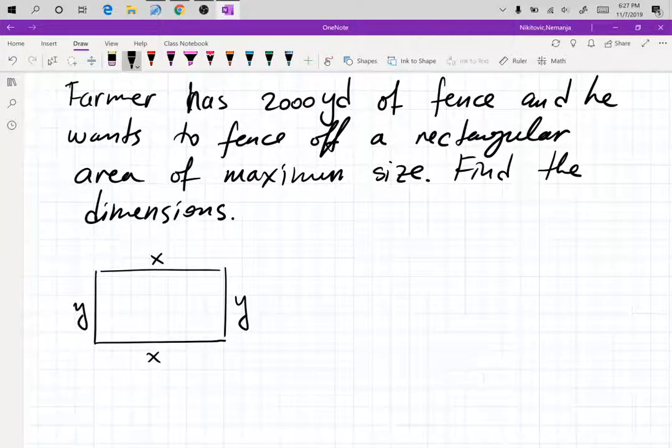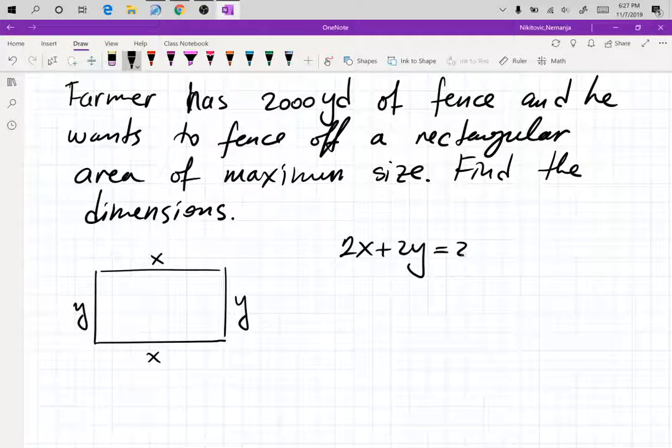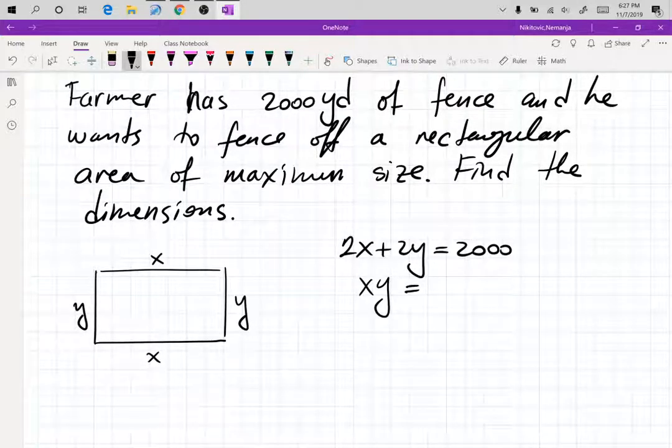What are the two equations that I'm looking for to solve this problem? Perimeter and area, very good. I have given 2,000 yards of fence which goes around the perimeter, so what's the perimeter formula for a rectangle? 2x plus 2y equals 2,000. Very good. And what is my area formula, which is the objective? x times y equals area, max. Because we want the maximum area. Good.